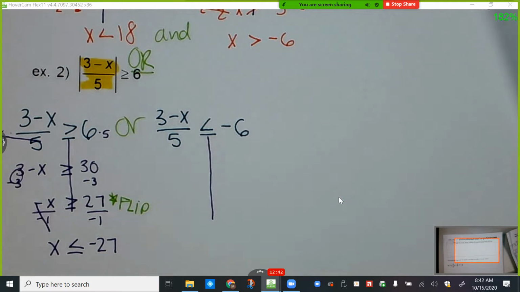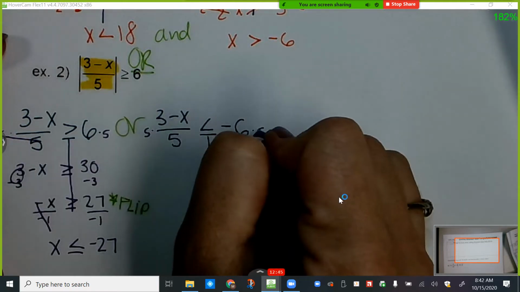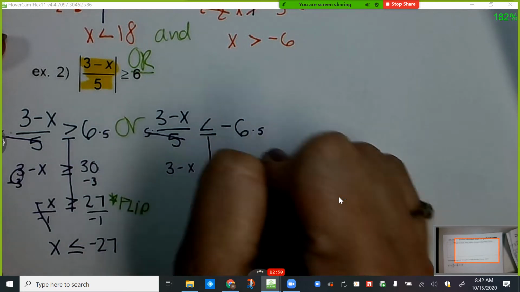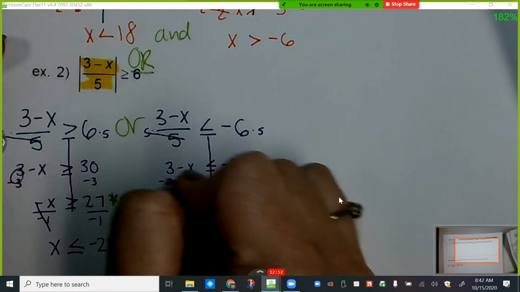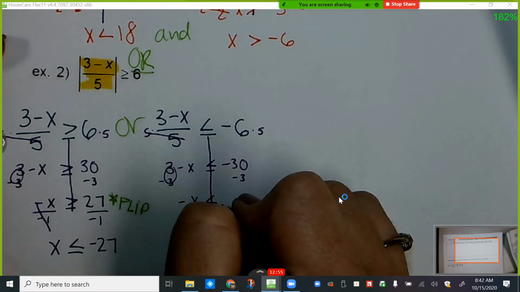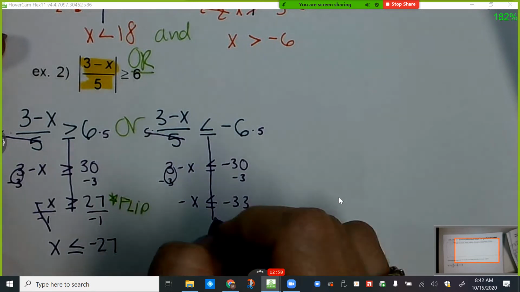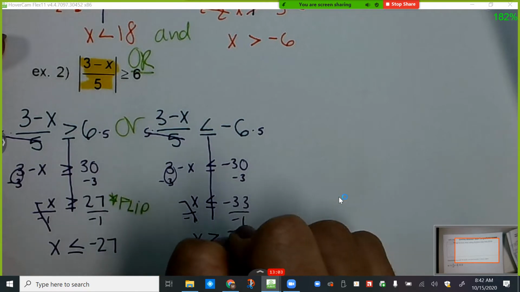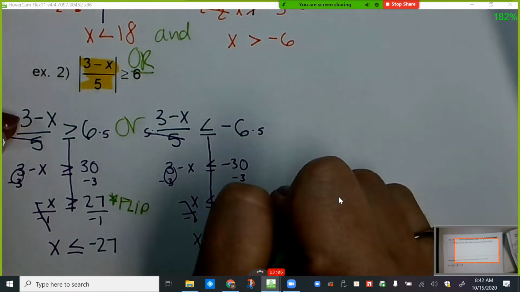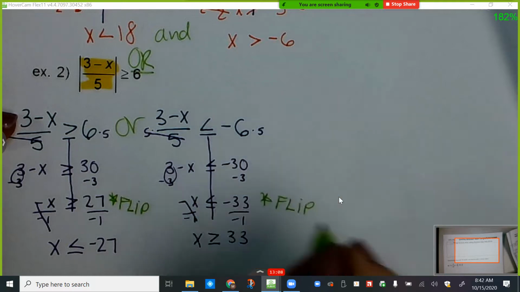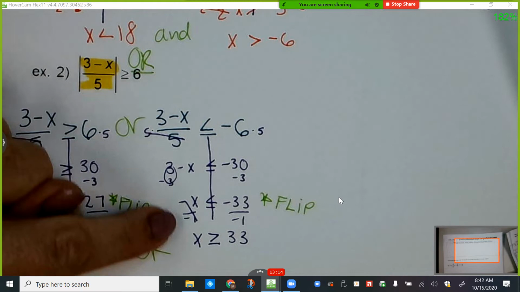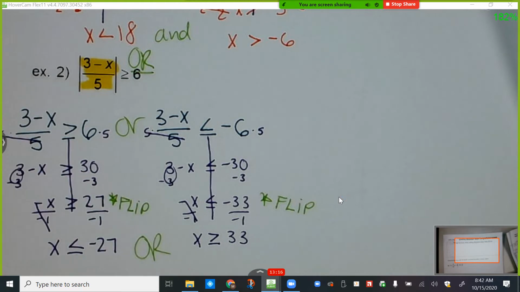So now let's do the other side. Same steps, times 5, times 5. 3 minus x is less than or equal to negative 30. Minus 3, minus 3. Negative x is less than or equal to negative 33. The last step, divide by -1. X, I flip my symbol, positive 33. Do you notice how we do all the same steps? It just gives us a different number.